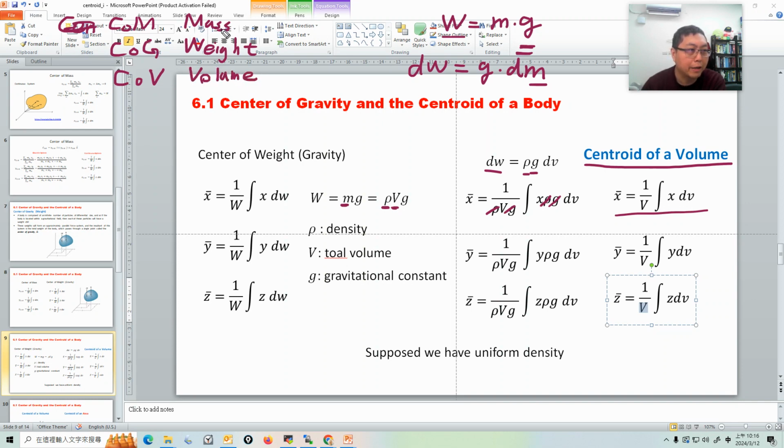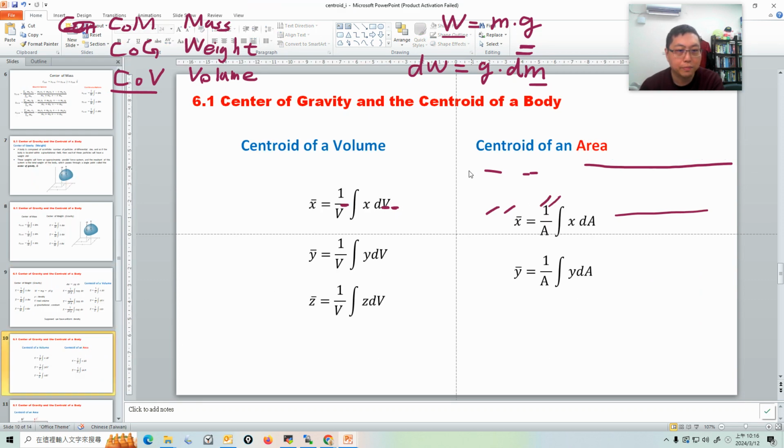Center of mass becomes mass, and then we go to the weight, and when doing the uniform density and uniform gravitational field, COG is actually equal to the centroid of the volume. This is the centroid of the volume. This is 3D case. So what's this related to the centroid of the area? Because we just looked at the formula for centroid of volume, it's for 3D. If your system is 2D, that's called centroid of area.